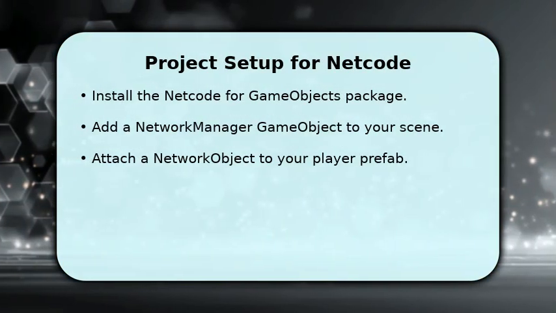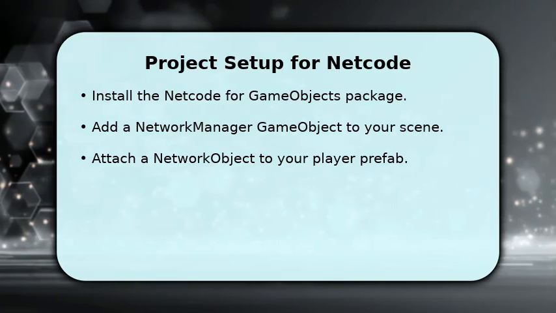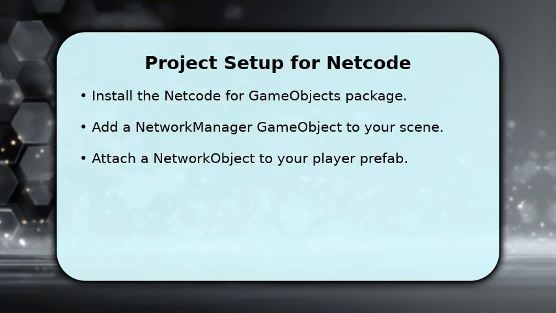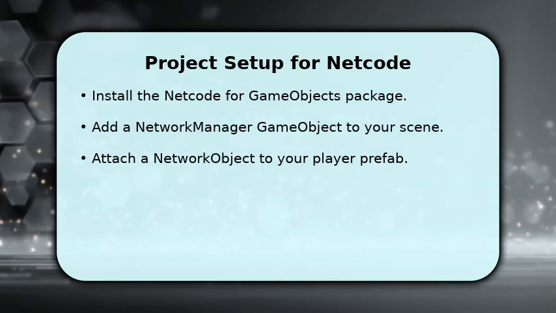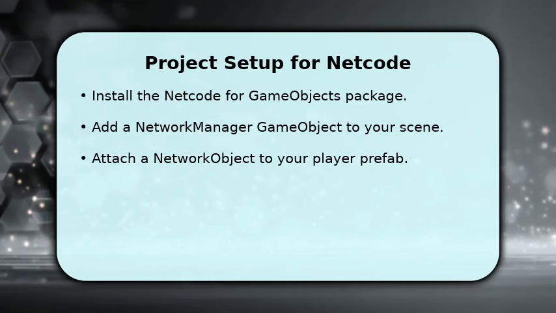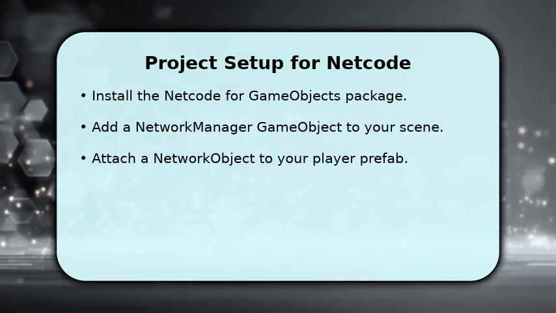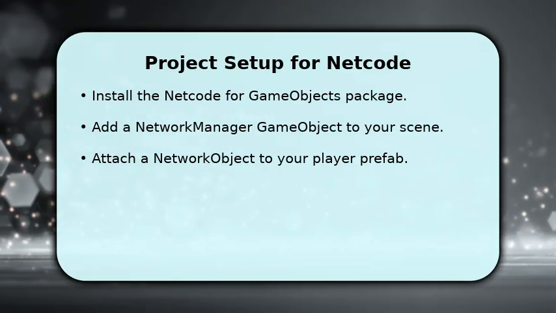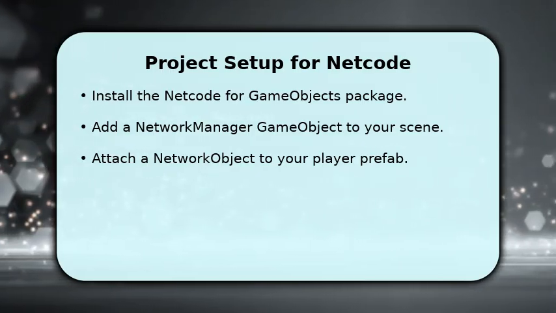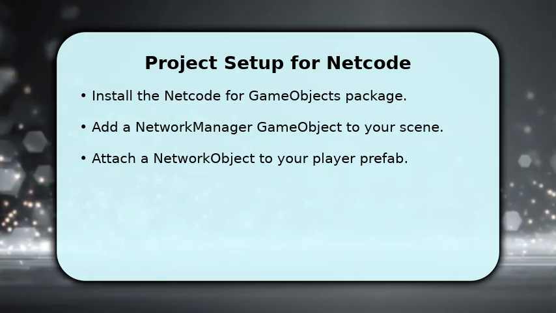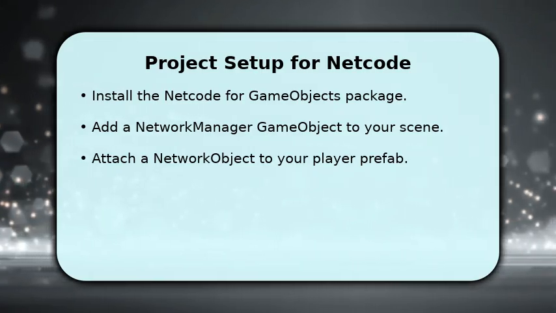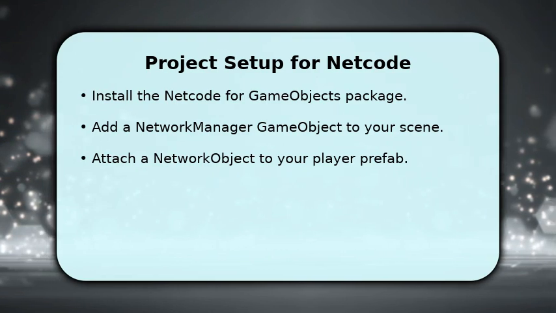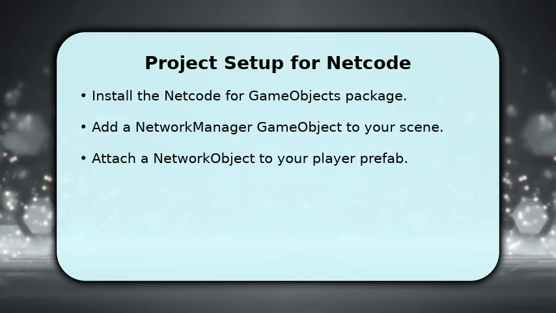To begin, install the Netcode for GameObjects package through Unity's Package Manager. Next, create an empty game object in your scene and add the Network Manager component to it. This manager orchestrates all network activity. For any object that needs to be networked, such as your player character, ensure it has a Network Object component attached. Finally, configure your network transport, typically the default Unity Transport, to define how data travels between connected players.